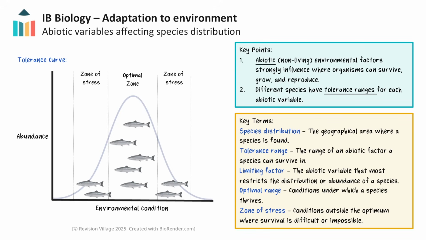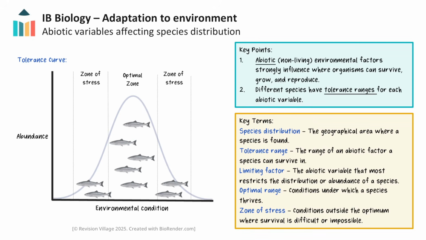As conditions move away from the optimum, we reach the zones of stress. Here, the species can still survive, but growth and reproduction are reduced. Only a few individuals manage to persist under these stressful conditions. Eventually, if the environmental factor becomes too extreme, the species can no longer survive at all. That's beyond its tolerance range.